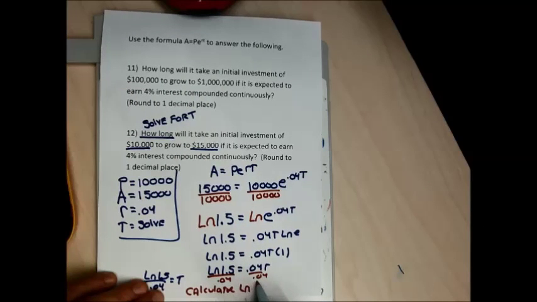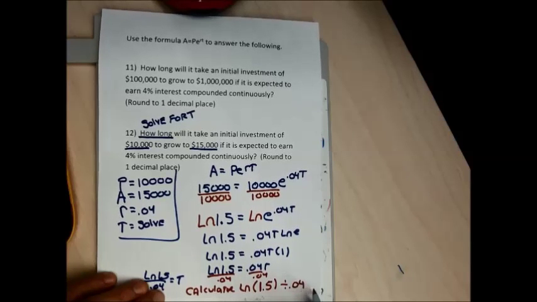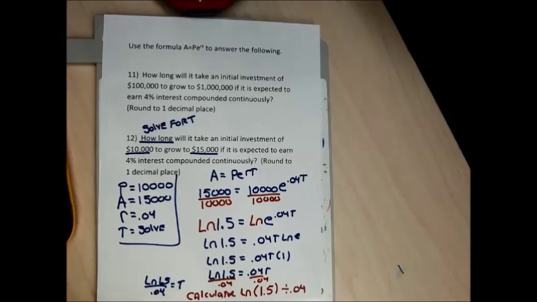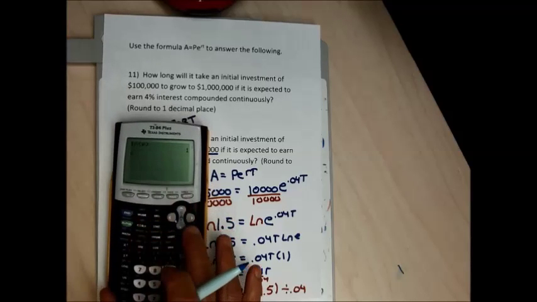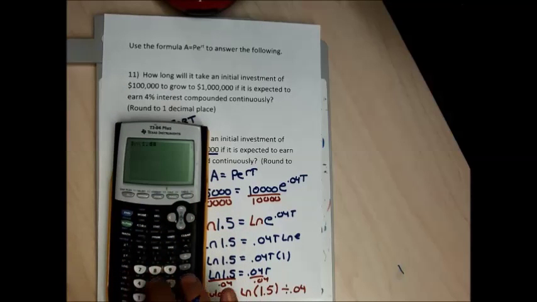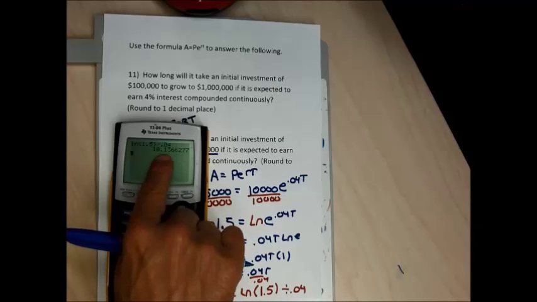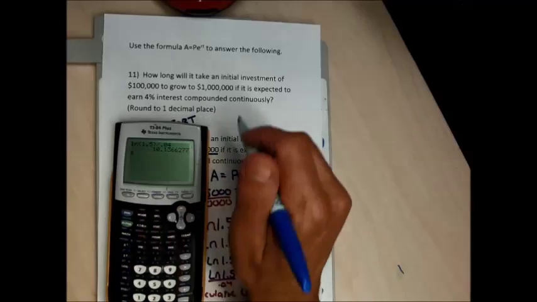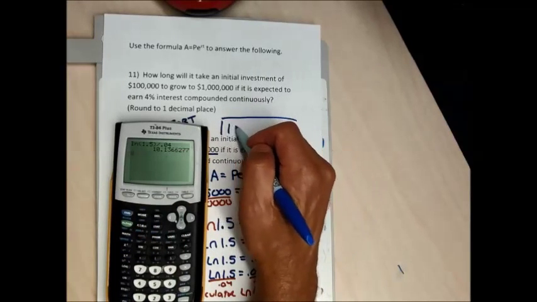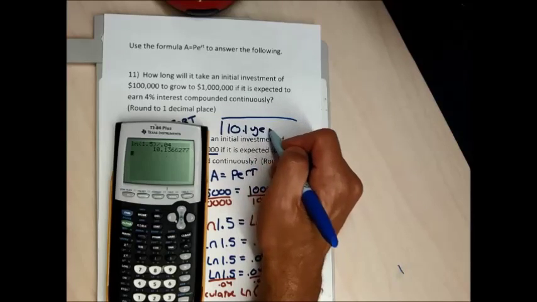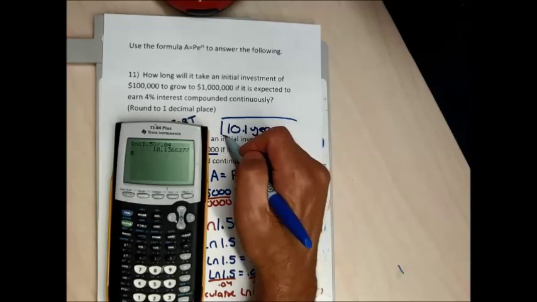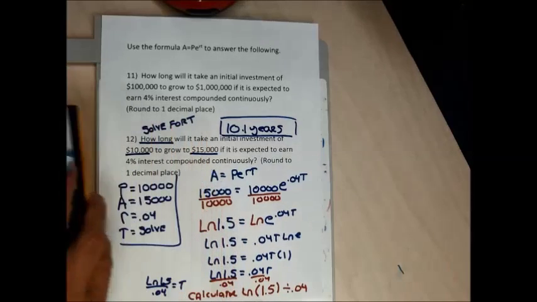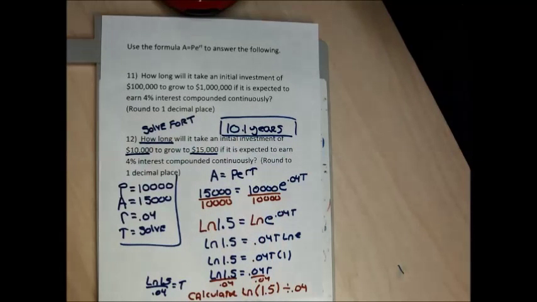On my calculator, I'll do the natural log parentheses 1.5 divided by 0.04. It's going to be a time in years. So my answer is going to be this many years, and I'm going to round to one decimal place. So now it's just a calculator. Natural log of 1.5 divided by 0.04. And I'm going to say 10.1 years. The number after the 1 is a 3, so I don't need to round it up to a 2. So my answer is just going to be, it'll take 10.1 years for the $10,000 investment to grow to $15,000. But just writing like that would be perfect.